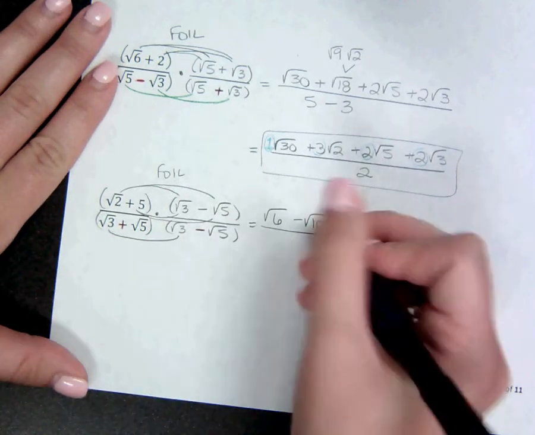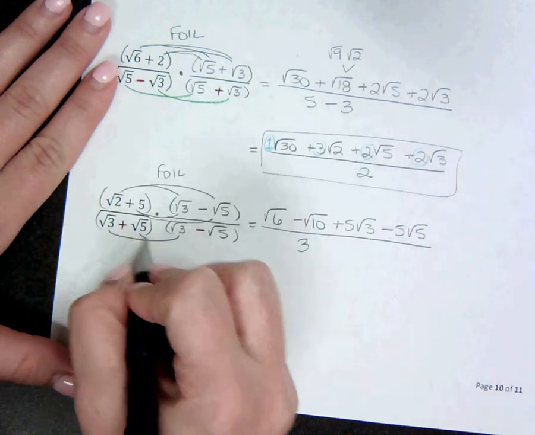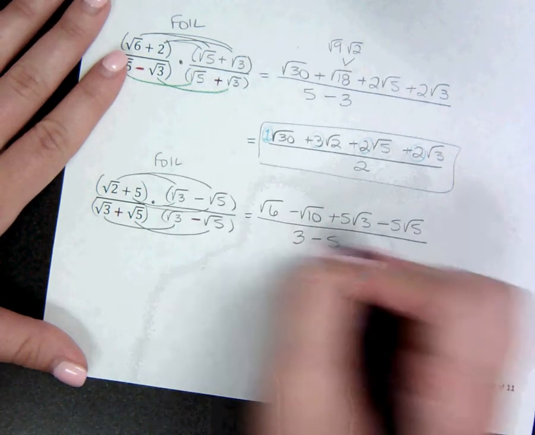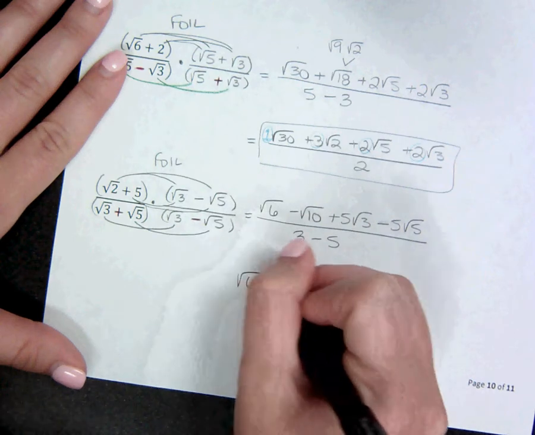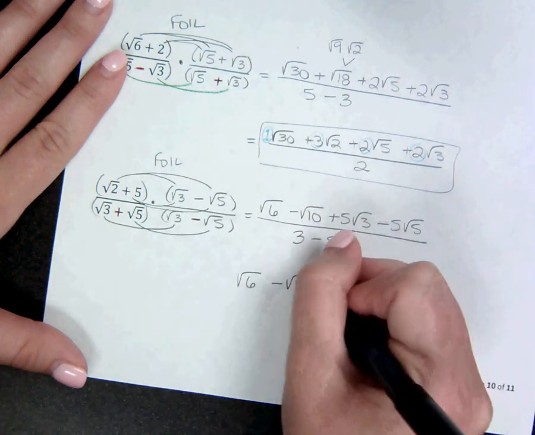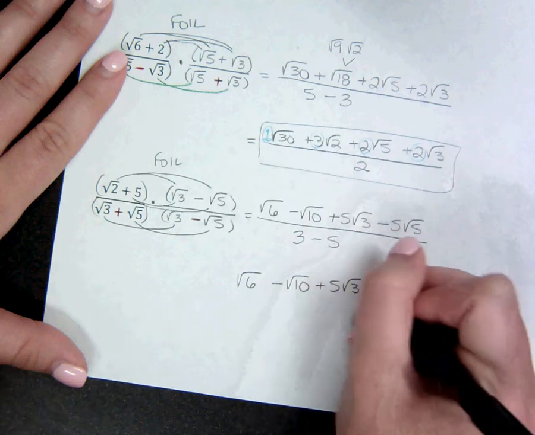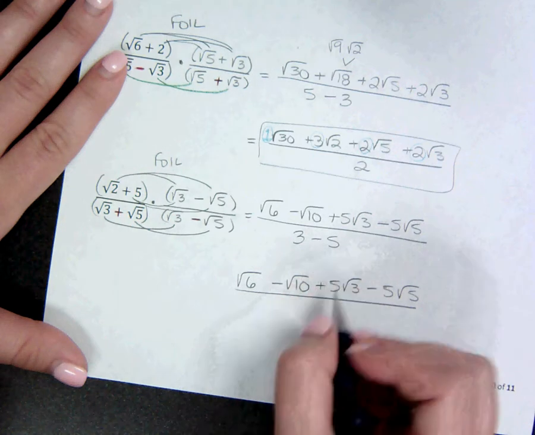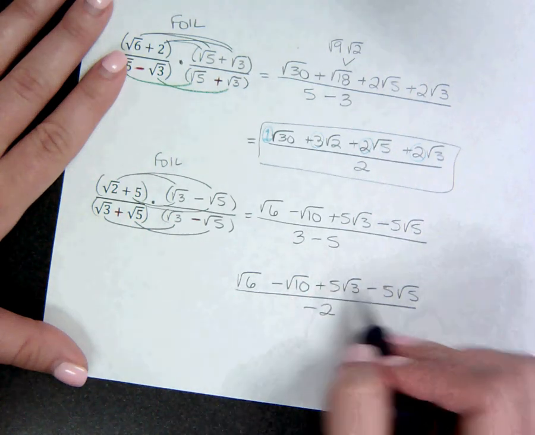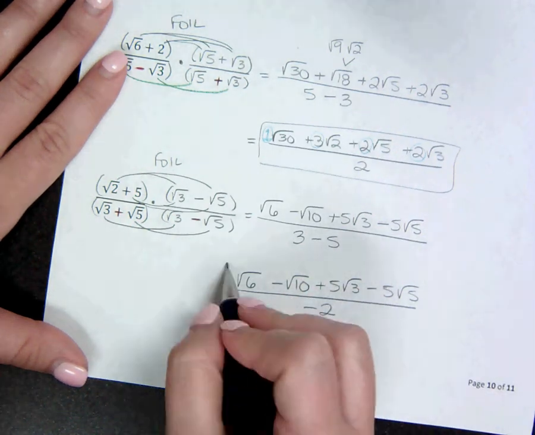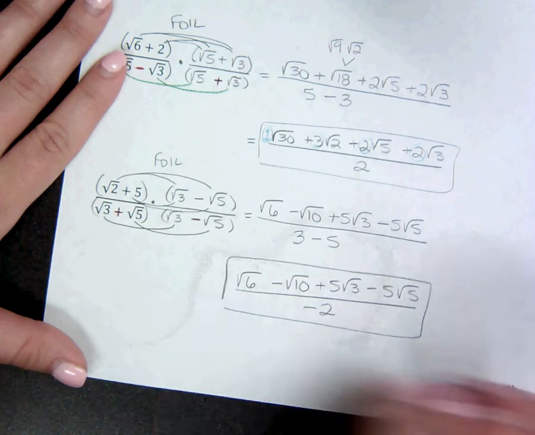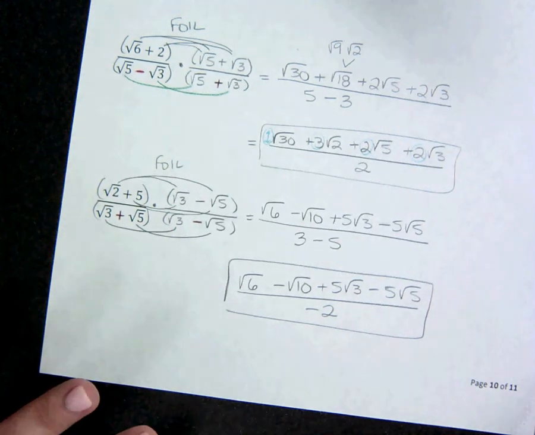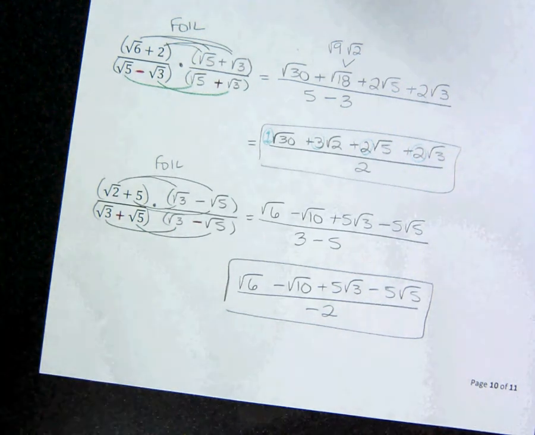Radical 3 times radical 3 is 3. Positive radical 5 times negative radical 5 will be negative 5. Nothing on the top simplifies, so I'm just going to leave it as is. Radical 6 minus radical 10 plus 5 radical 3 minus 5 radical 5, all divided by 3 minus 5, which is negative 2. And these integers do not divide nicely by negative 2, so we're just going to leave it just like that. And that is, it's kind of dividing radicals, but we call it rationalizing denominators.